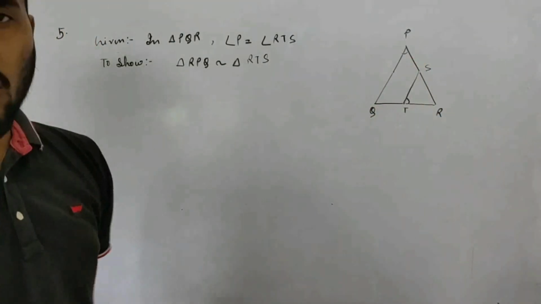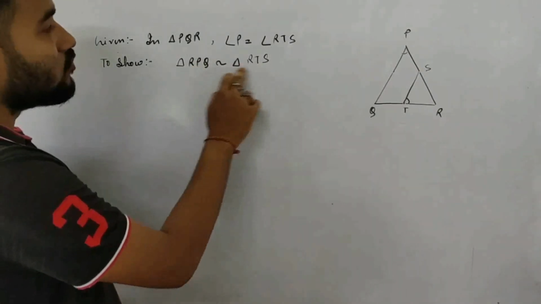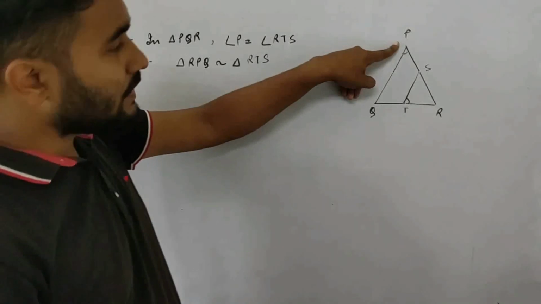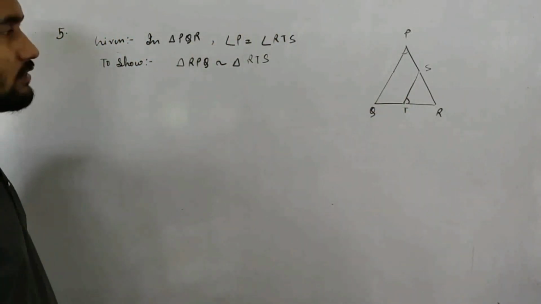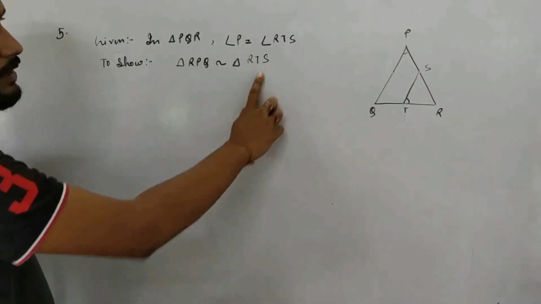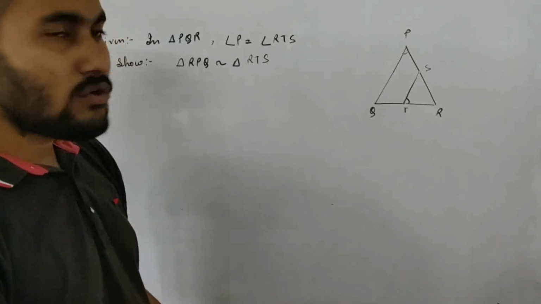So yes, it is what? Common angle. Okay, next, angle P should be equal to what? Angle T. Do we know this one? This is angle P. This is angle T. Do we know this one? Yes, we know. It is given in the question. Angle Q should be equal to angle S. Do we know this one?